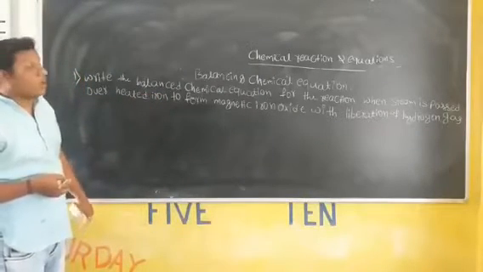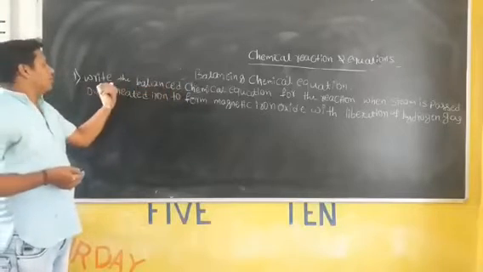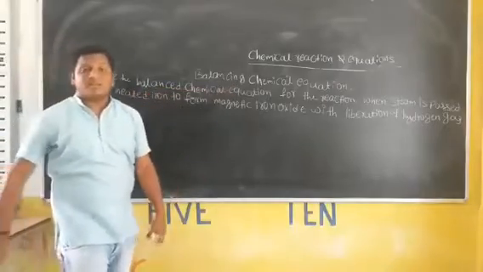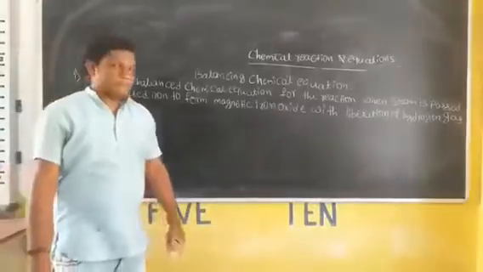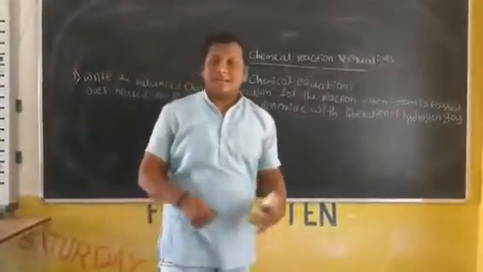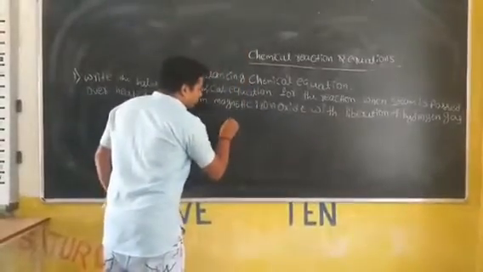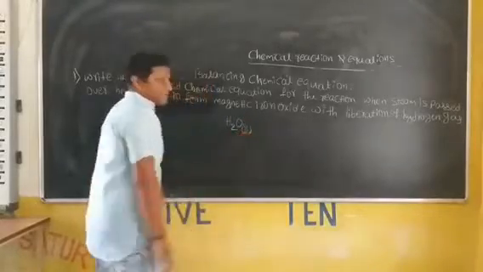How do you write the word equation? Read this one. Write the balanced chemical equation for the reaction when steam. Steam is nothing but what? It is water. Steam is nothing but water. It is the gaseous state of water. Hence you should write H2O in the gaseous state.